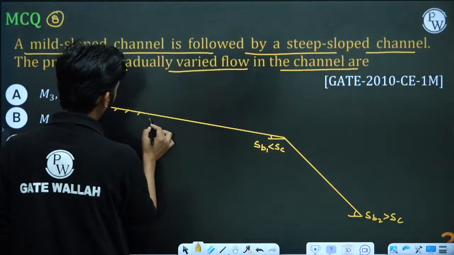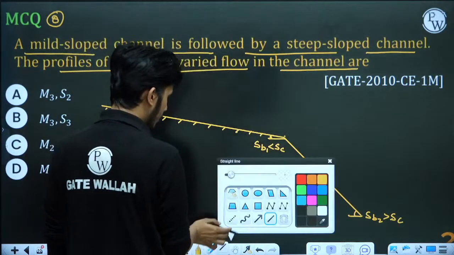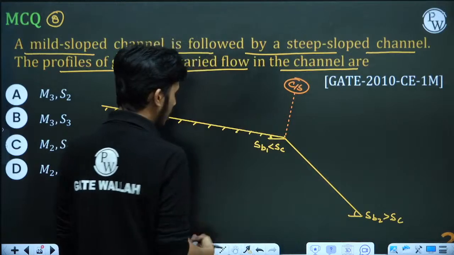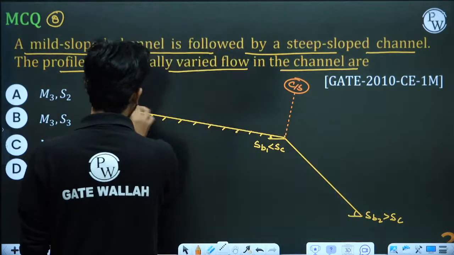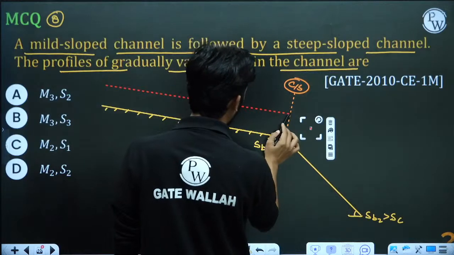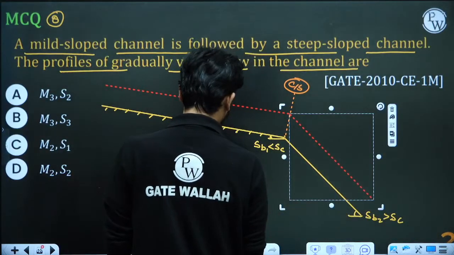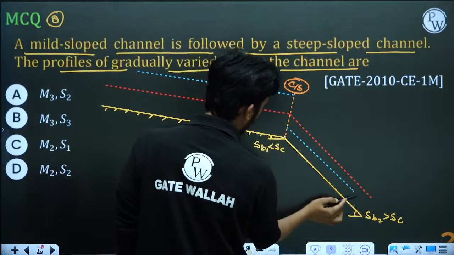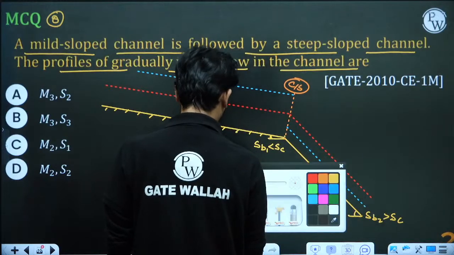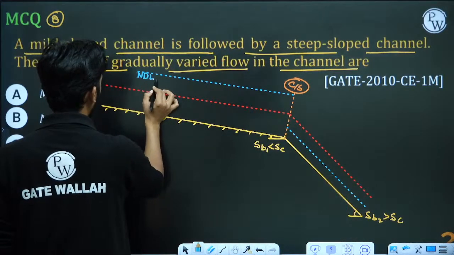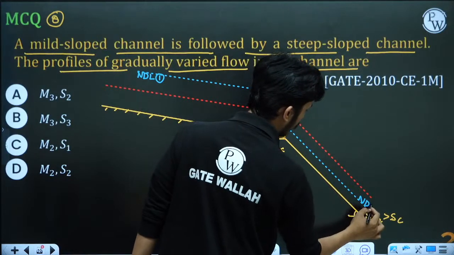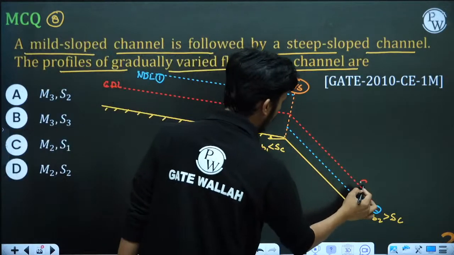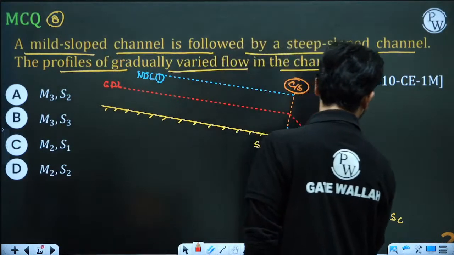Here there is a break in grade, at this point. This is called break in grade, also known as the control section. This is your critical depth line. Critical depth line means critical flow. If critical flow is occurring, then it will occur here. The other line is the normal depth line. Normal depth of flow in a mild channel happens above CDL, above critical depth. In a steep channel, it happens below CDL. So this is your NDL, normal depth line, means Yn level. This is NDL 1. This is NDL 2. This is your CDL. CDL is the same for every slope. CDL is not different for different slopes.